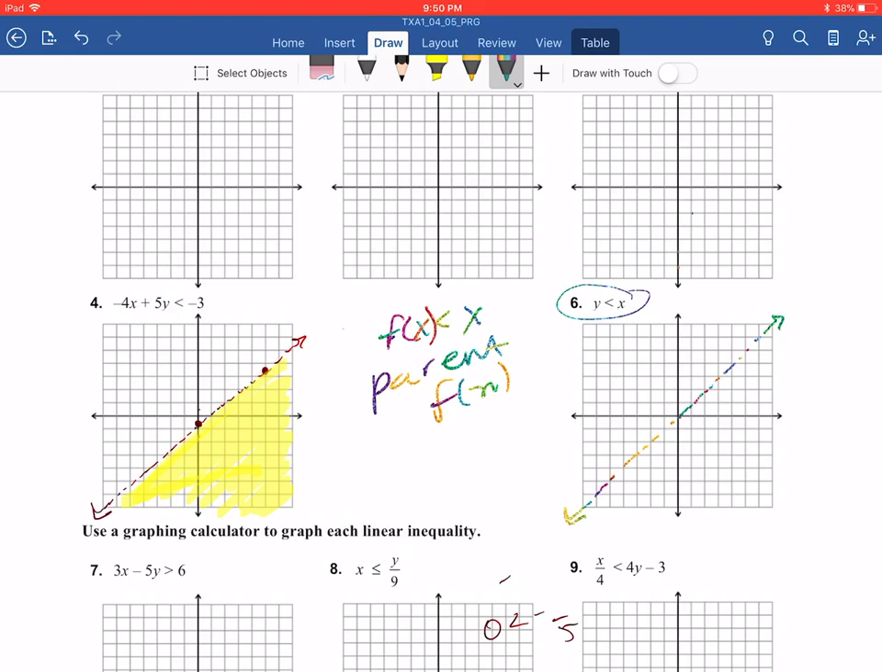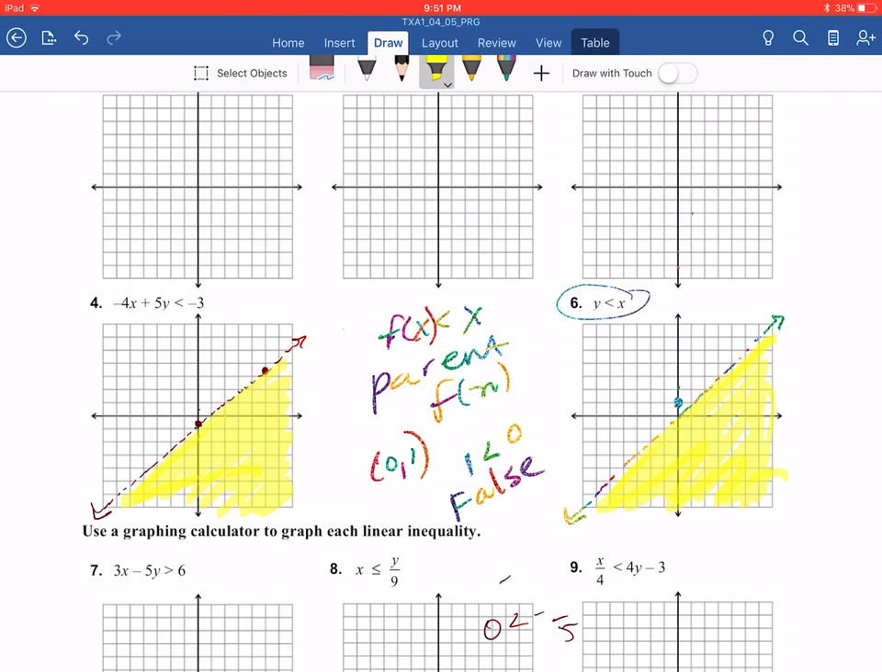Now, I could talk about that coordinate point 0, 0, but that's really not going to help me in terms of shading above or below. So I need to pick one of these coordinate points that are either obviously above or below my boundary line. So I'm going to pick the coordinate point 0, 1. I'm going to plug that in. My y value is 1. My x value is 0. Is 1 less than 0? No, that's false. So then I know I need to shade below my boundary line.